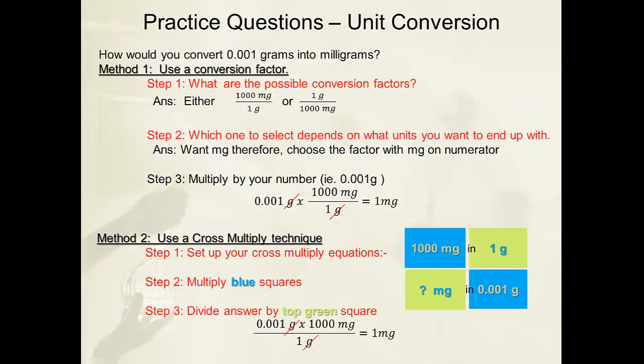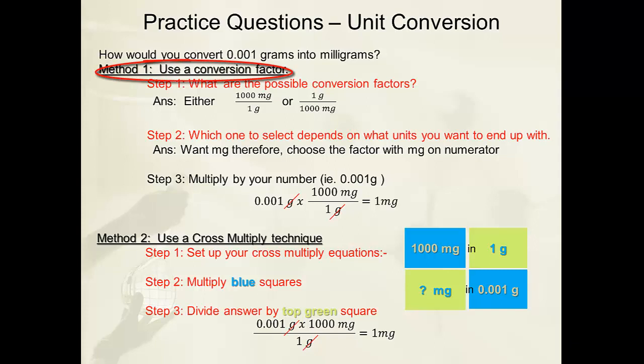Alright, let's have a look at a practice question. Unit conversion. How would you convert 0.001 grams into milligrams? Well, I'll show you two methods. You might even have your own method that you use. Okay, you don't have to use one of the methods that we discussed in the lecture. So here's some examples of how you might like to do it. And chances are, in a tutorial, your tutor might use a completely different method to this. Okay, it just depends on your personal preference.